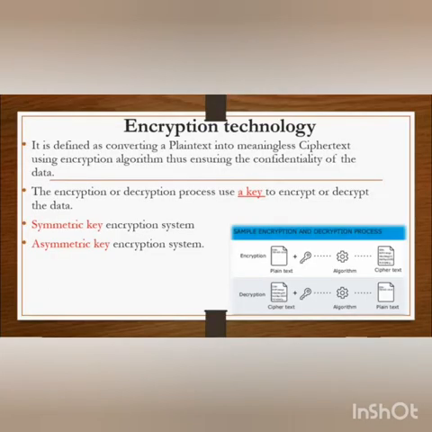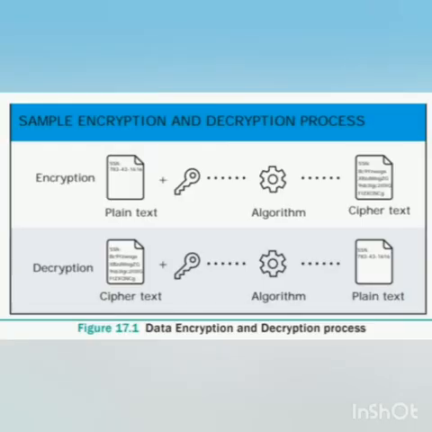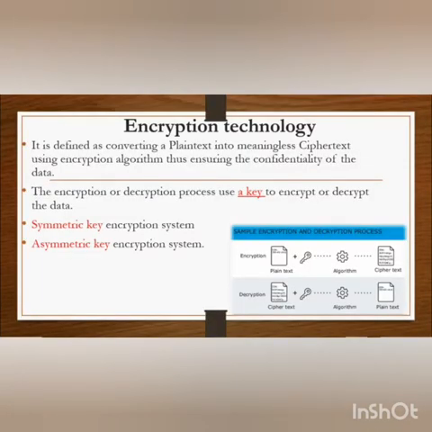I hope now you understand encryption and decryption. Encryption technology is an effective information security protection. It is defined as converting plain text into meaningless cipher text. So, cipher text is nothing but, using some method, converting the original text into something else, like codes or symbols, which will not be understood by the hackers or interceptors. So, it ensures the confidentiality of the data. The encryption or decryption process uses a key to encrypt or decrypt the data.